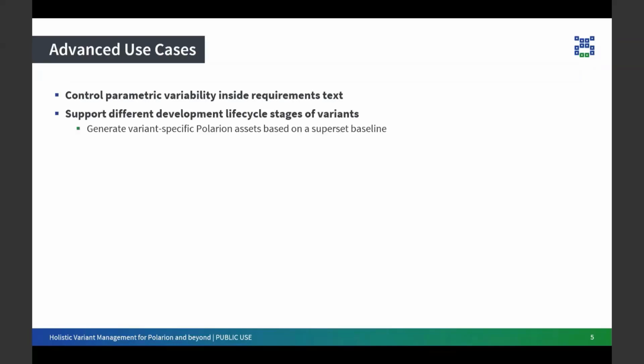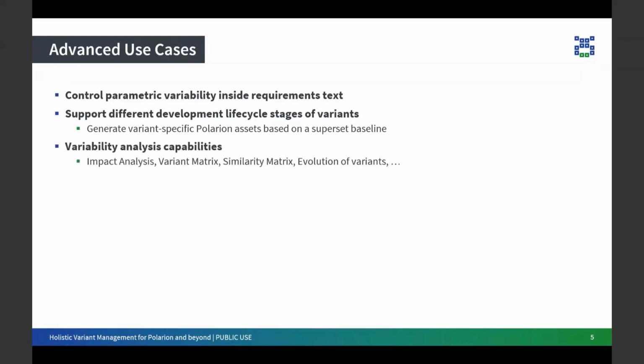Another one is support of different development lifecycle stages of variants. So you may have one variant that's close to going live, and another variant that is early in the development process. You might want to base the one that still has time in development on the latest and greatest reusable assets, while you might want to base the one that is going live soon on a stable version of your reusable assets. That requires that for variant generation, you have the capability to point at the baseline of your supersets. That's fully covered by the connector.